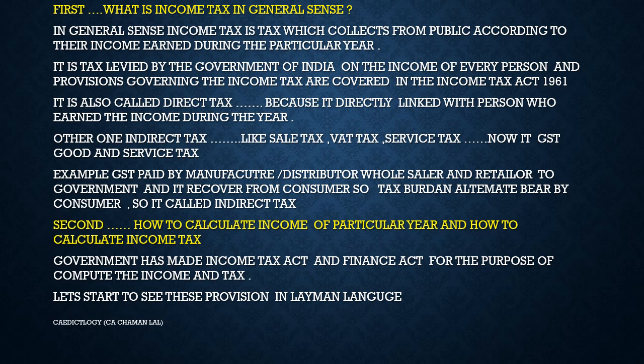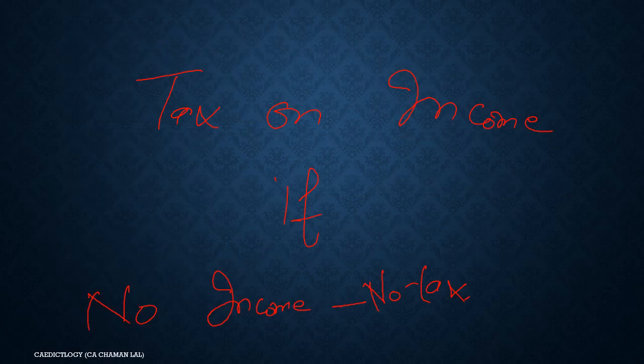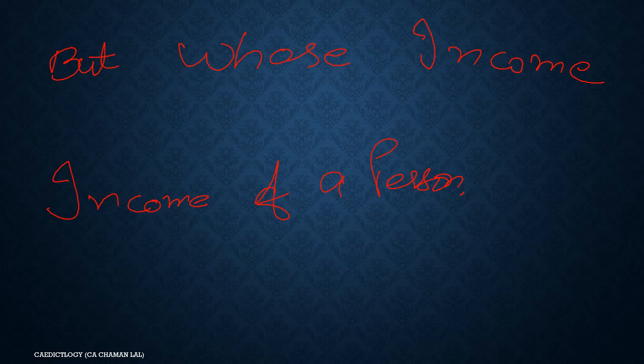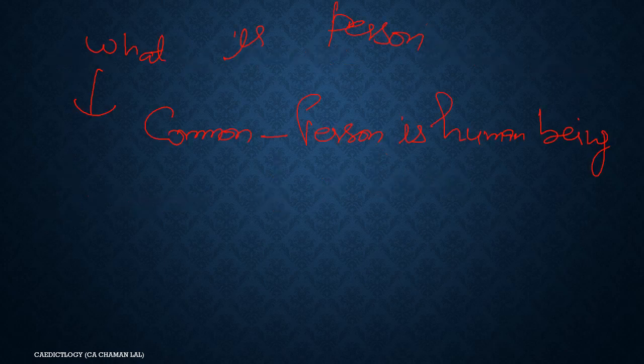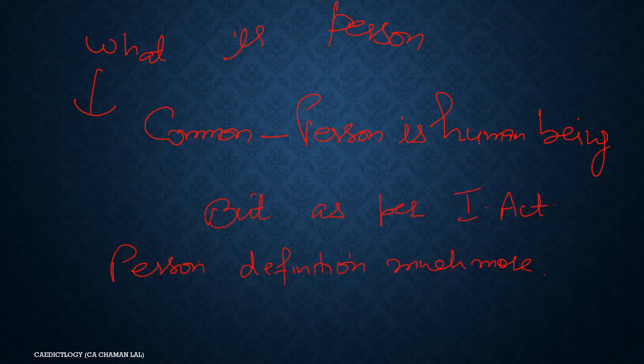In income tax, it means tax on income. If no income, then no tax. Whose income? First we don't know whose income. Income of a person. And what is meant by person? The normal definition: person means a human being.